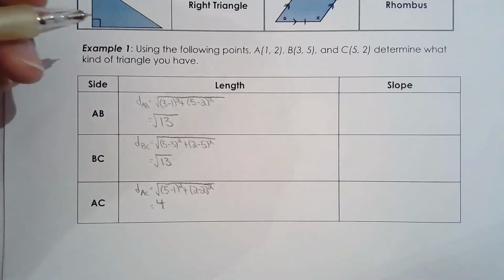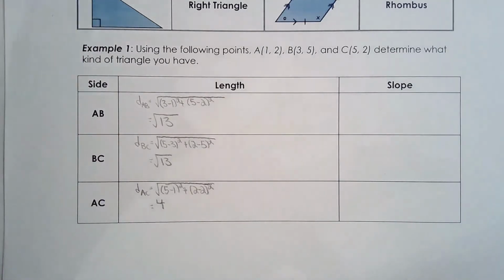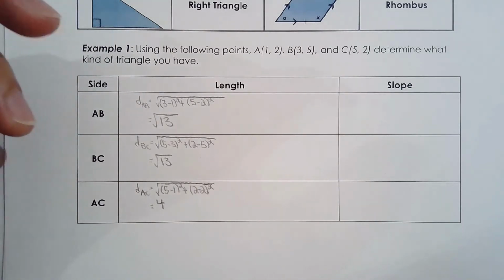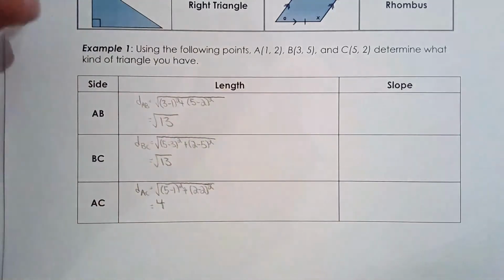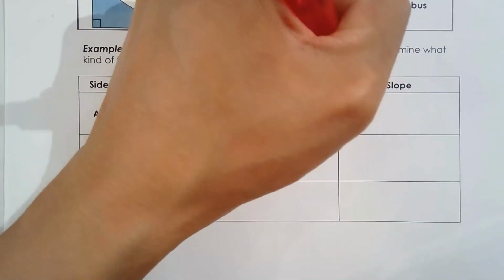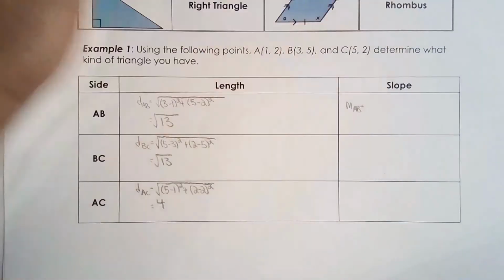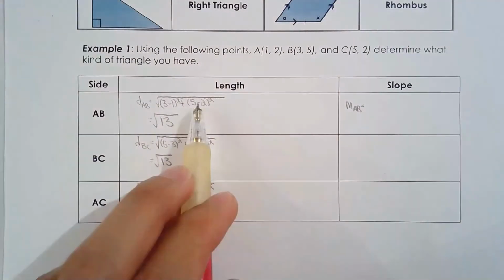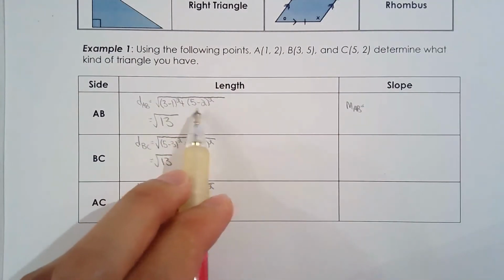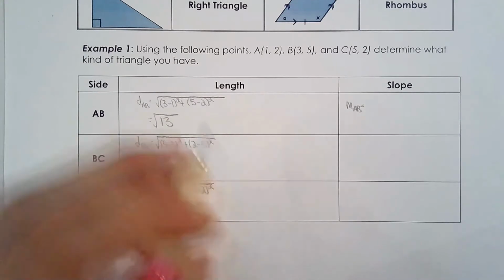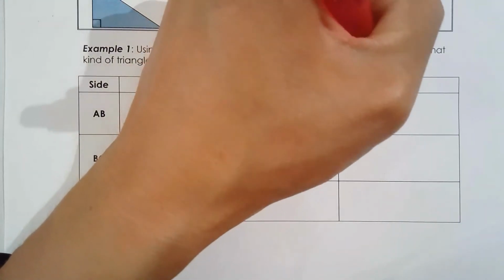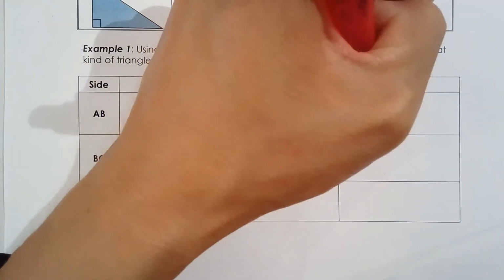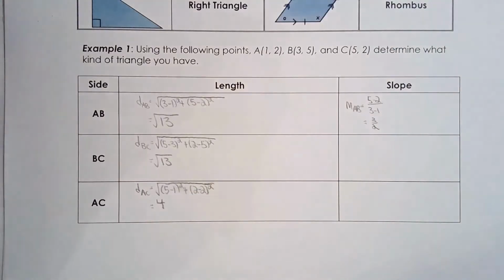Now, is it a right triangle? There's 2 ways to determine whether you have a right isosceles or just some regular isosceles triangle. You can do the slope calculations. So I'm going to go ahead and do the slope calculations. Slope of AB, you can just use the rise and the run over here, right? 5 minus 2, 3 minus 1. So that's going to be 3 over 2, the slope of AB.